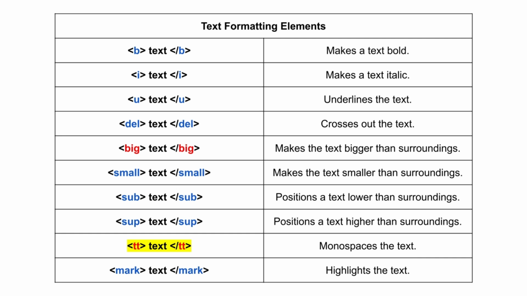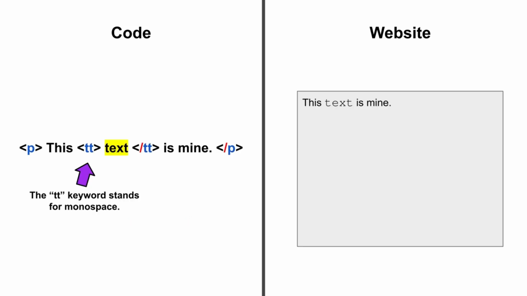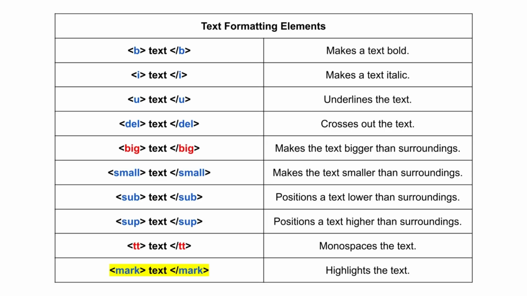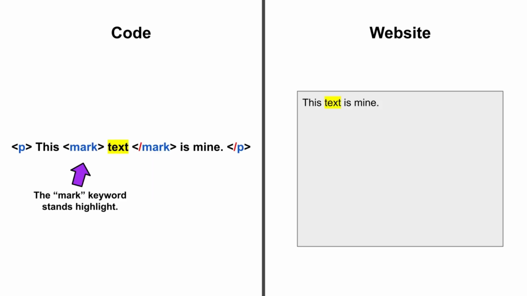The next element is the TT element, which stands for monospace. It is written using double Ts for its keyword, and monospace is a text. Monospacing is basically making the width of all the letters in a text equal, so the text is nice and even. And finally, we have the mark element, which is basically highlighting. It is written using the mark keyword and just highlights the text in your website.